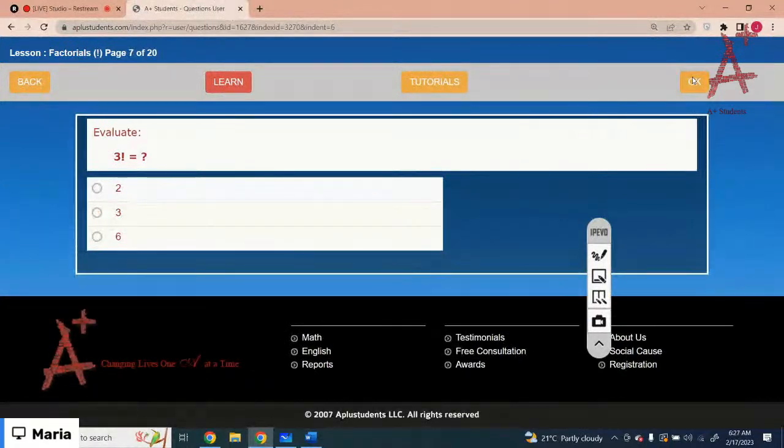Okay, the next one is 3 factorial. So 3 factorial is 3 times 2 times 1. So 3 factorial means you have to do 3 times 2. So 3 times 2 is 6. So the correct option is 6.